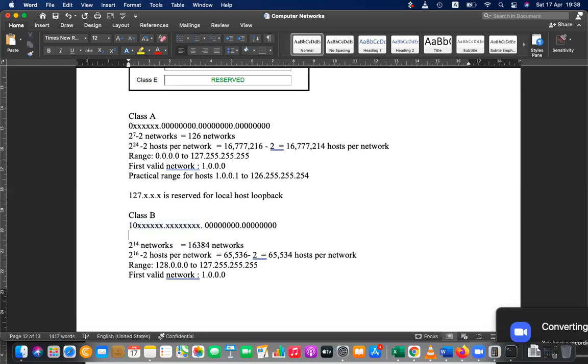I will write it here: 1 0 followed by all 1s. That is the last network. So what is the last network then? Calculate and tell me. What is the last network?